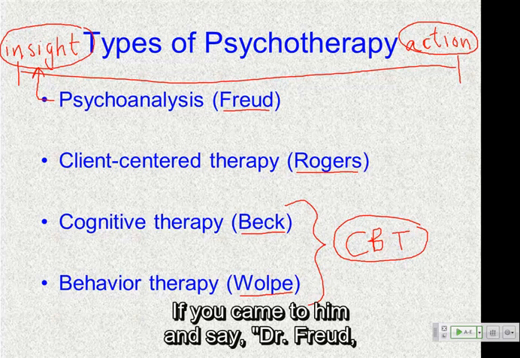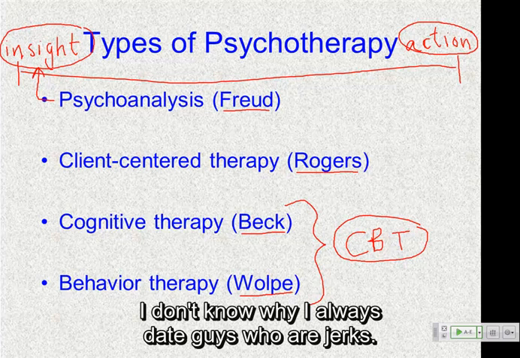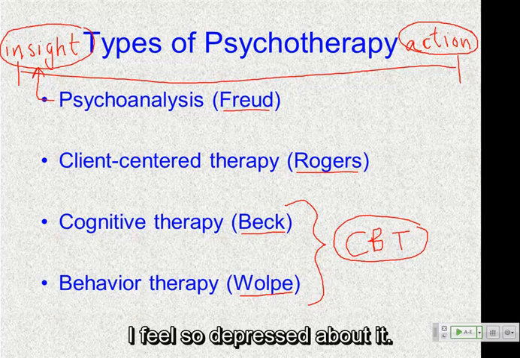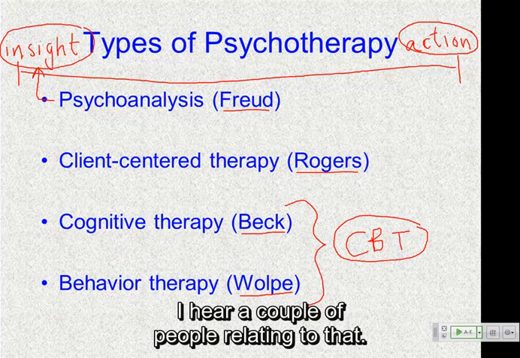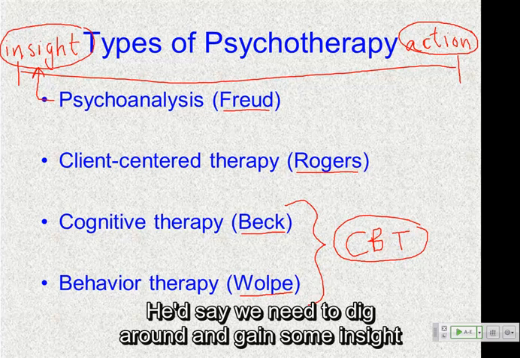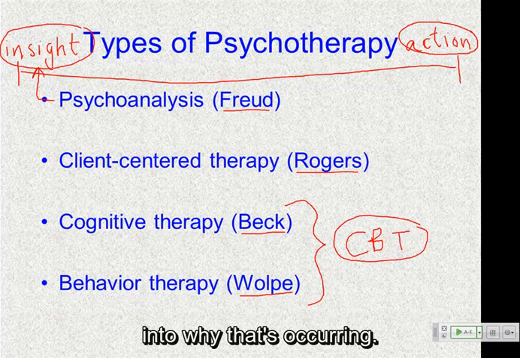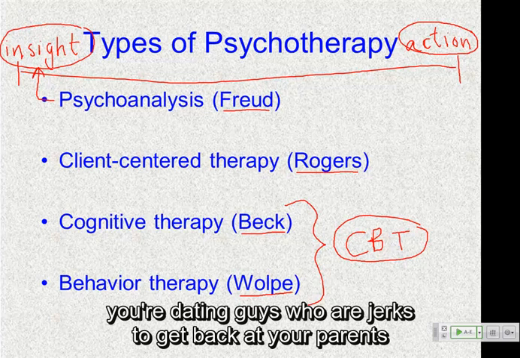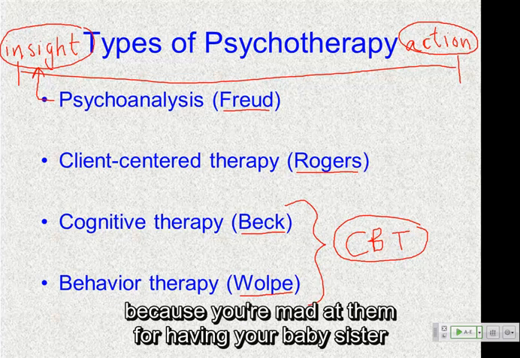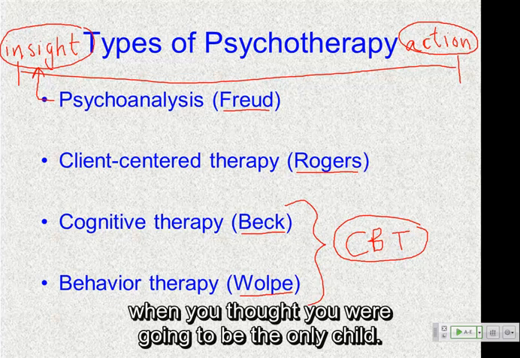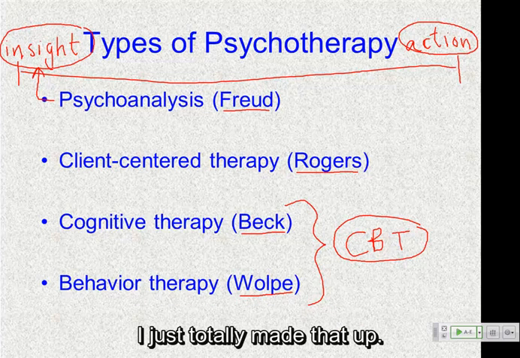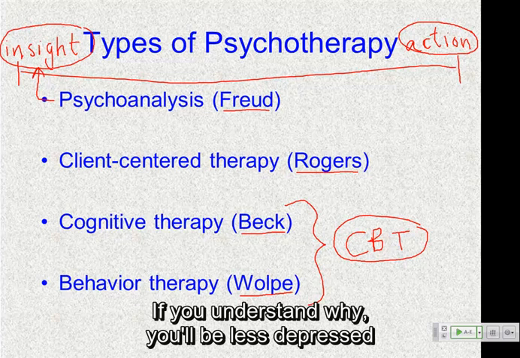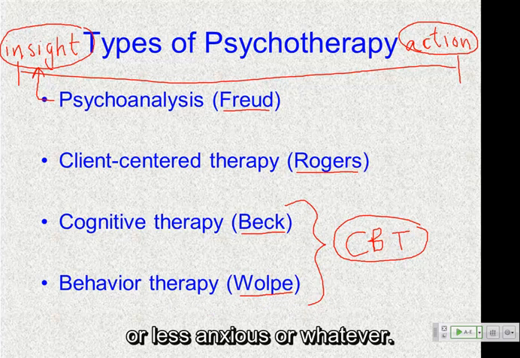If you came to him and said, Dr. Freud, I don't know why I always date guys who are jerks. I feel so depressed about it. Every guy I date is a jerk. I hear a couple people relating to that. What's that about? He'd say we need to dig around and gain some insight into why that's occurring, where that comes from. And I'll just make something up and say the insight you ultimately achieve, let's say, is you're dating guys who are jerks to get back at your parents because you're mad at them for having your baby sister when you thought you were going to be the only child. I just totally made that up, okay? But that's it. If you just understand why, you'll be less depressed or less anxious or whatever.